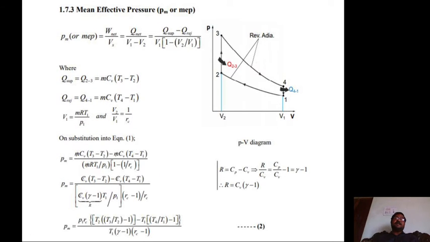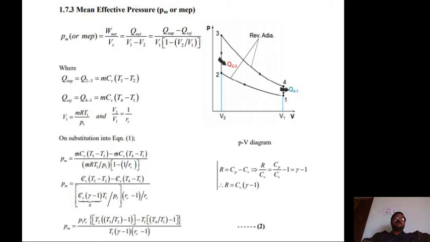Mean effective pressure. As we all know, after supplying heat to the engine cylinder, the pressure increases and then the volume changes, and due to that the pressure is applied on the piston. The equivalent pressure applied on the piston is called the mean effective pressure.